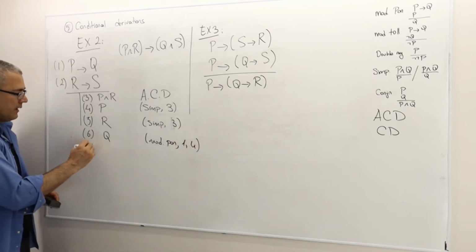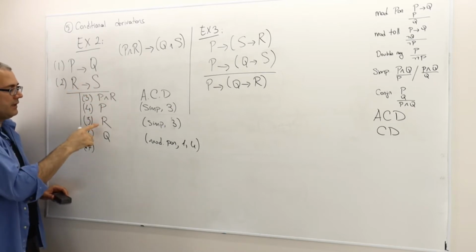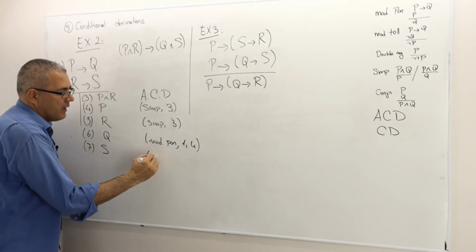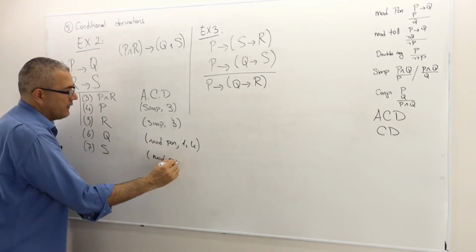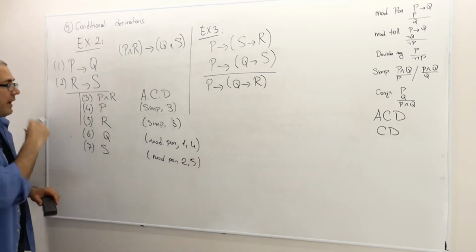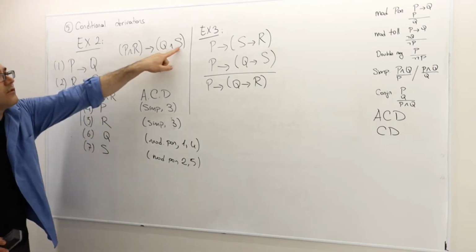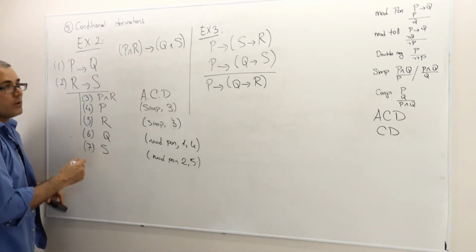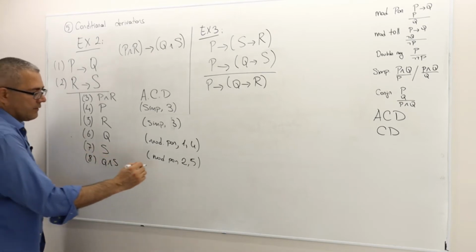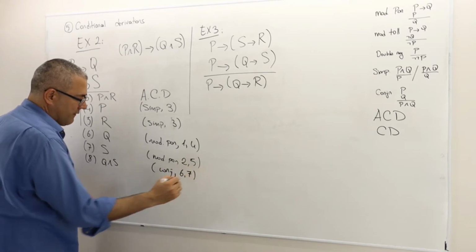What else? In line 2, I have R implies S. I have R, so both are true. So therefore, S must be true. Again, modus ponens thanks to lines 2 and 5. So what do I have? I have Q and S. Remember, so therefore, by conjunction, I must have Q and S. So conjunction of the arguments in lines 6 and 7.